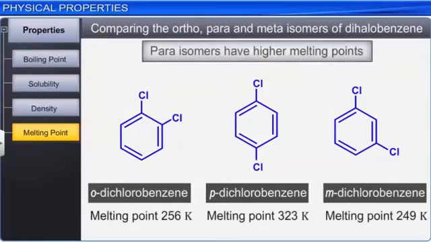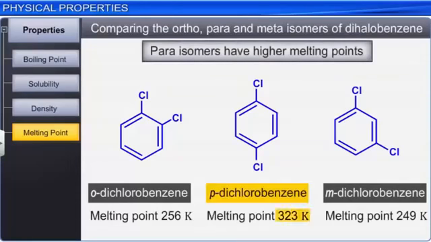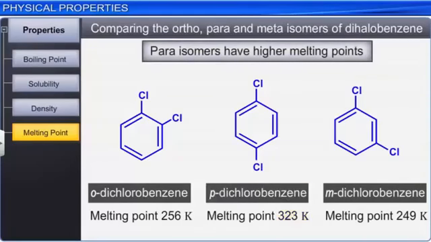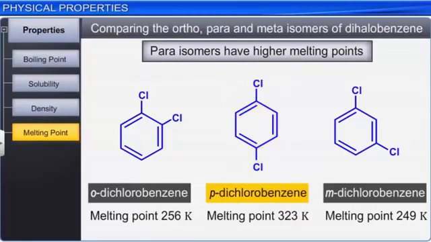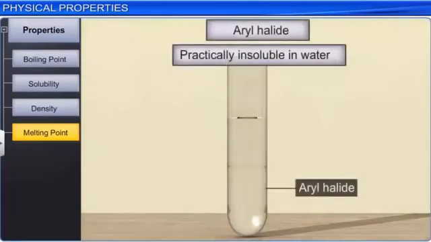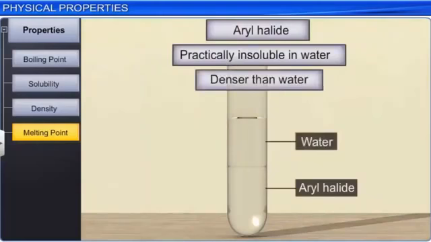However, the para isomers have higher melting points. The greater symmetry of the para isomers fits better into the crystal lattice, making the para isomers melt at relatively high temperatures. Aryl halides are practically insoluble in water and are denser than water.